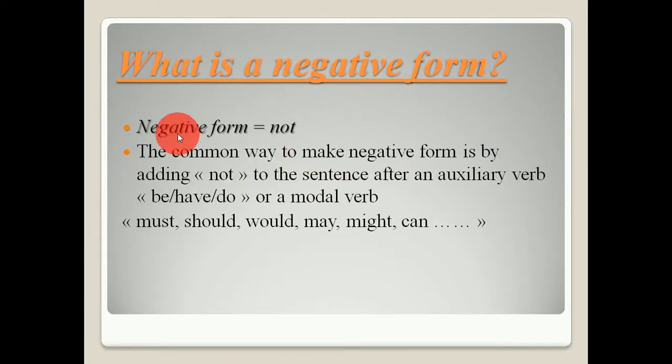What is a negative form? Negative form equals not. Negative form تساوي not. يعني يقول لك negative form ديما حط في بالك not. So the common way to make negative form is by adding not to the sentence after an auxiliary verb اللي هما we have already dealt with be, have or do, or a modal verb like must, should, would, may, might, can, and so on. So why did we say common way هنا? Common يعني طريقة الرائجة. Because there are other ways that we can make negative form with.